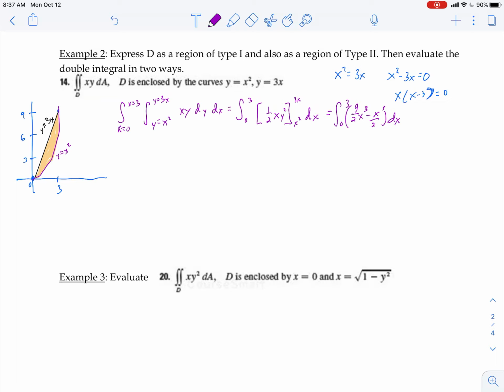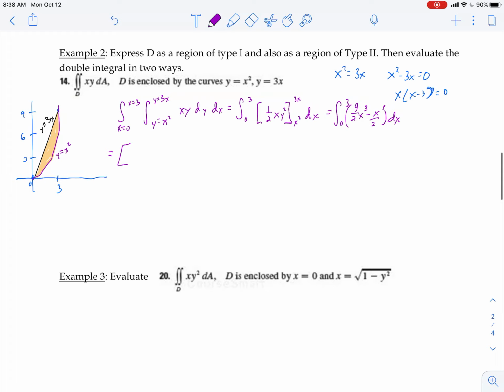Let's integrate that with respect to x now. And so we're going to have the integral. So 9 half x cubed becomes 9 half x to the 4th divided by 4, so 9 over 8 x to the 4th. Minus, and then x to the 5th over 2. We're going to get x to the 6th over 6, so x to the 6th over 12. And we're going from 0 to 3.